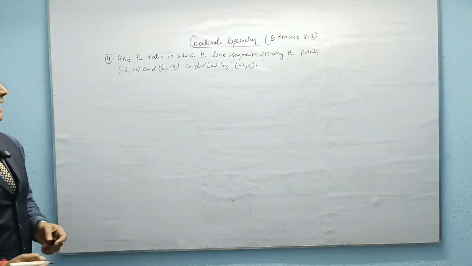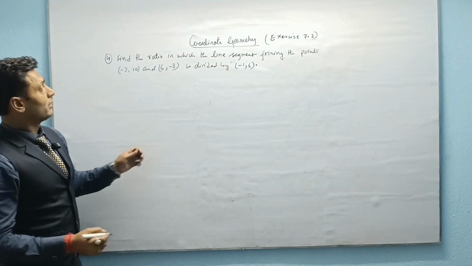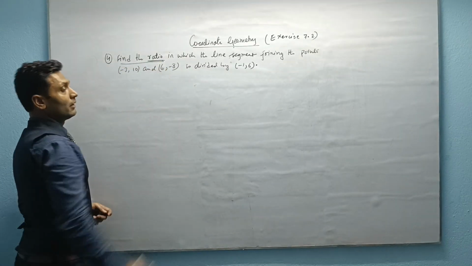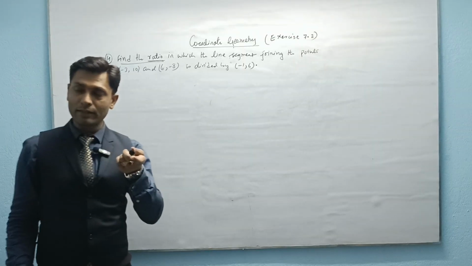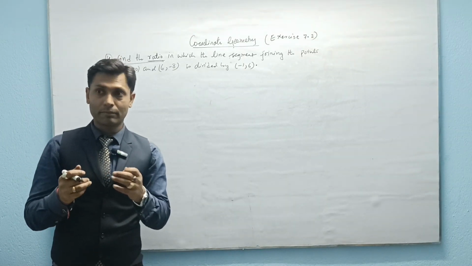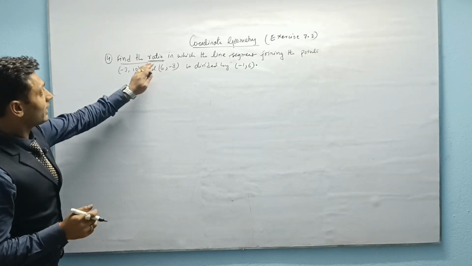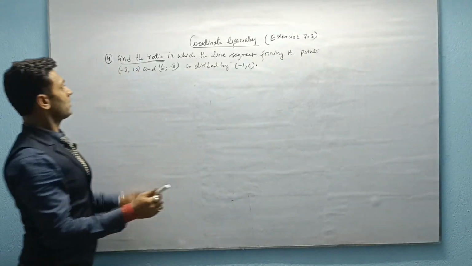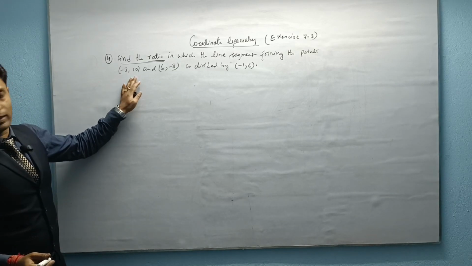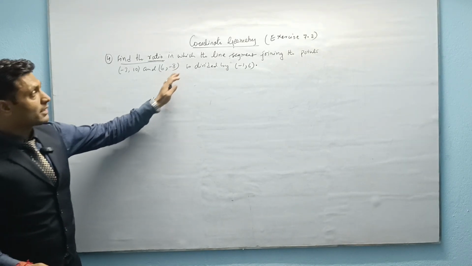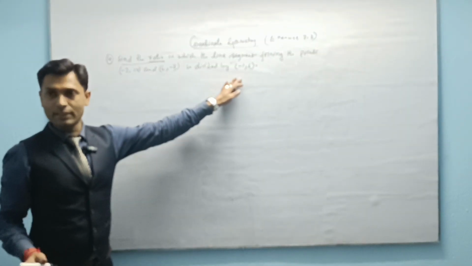The next question, find the ratio. See, here the question says find the ratio, right? In the previous question, what were we finding? The coordinates. The ratio was given, we were finding coordinates. But now what is it saying? Find the ratio in which the line segment joining the points (-3, 10) and (6, -8) is divided by (-1, 6).